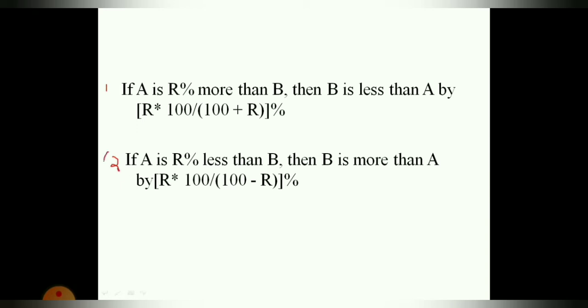And another two shortcuts or important results are: if A is R percentage more than B, then B is less than A by R into 100 by 100 plus R percentage. For example, if A is 5 percentage more than B, then B is less than A by 5 into 100 by 100 plus 5 percentage.